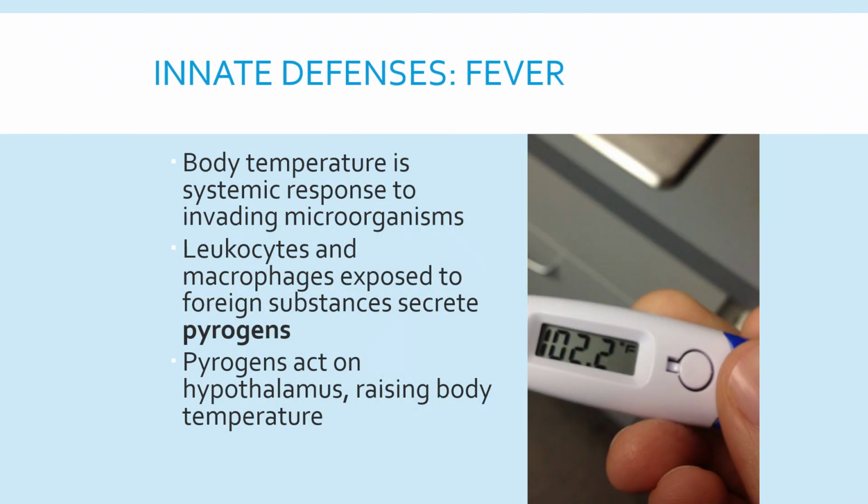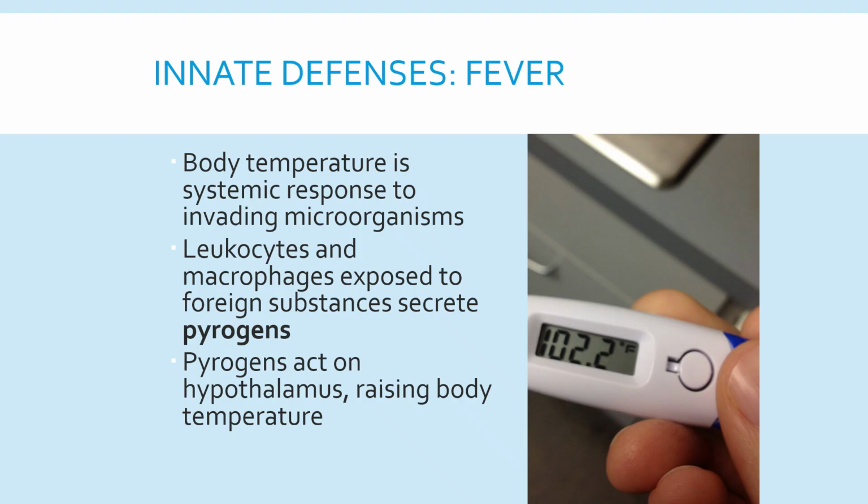Body temperature is a systemic response to invading microorganisms. Now, some of our lymphocytes and macrophages that are exposed to pathogens will secrete a particular chemical called a pyrogen. And a pyrogen, when it is released, is going to cause an increase in our body temperature. One of the pyrogens that is released by some of our lymphocytes is called interleukin-1. And this pyrogen is going to act directly on the hypothalamus, causing an increase in our body temperature.